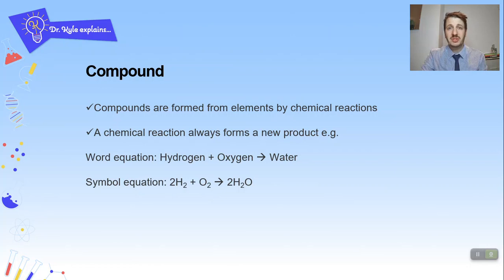Now I've also shown you the symbol equation here where we've got two H2s, so hydrogen, plus a molecule of oxygen. And so hydrogen and oxygen are both elements because they are the same atom. But when you react them together, they form a compound, H2O, and we have two of those to balance the equation. H2O obviously is hydrogen, 2 parts, and oxygen, 1 part. And so it's a compound because we have two different elements chemically bonded together.